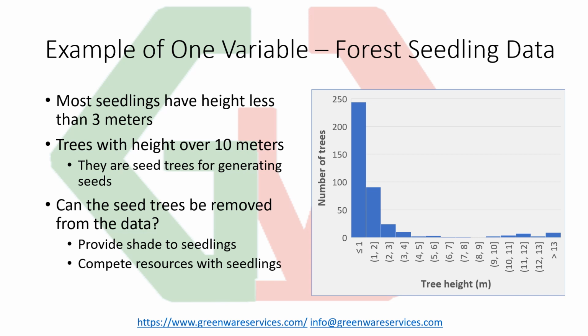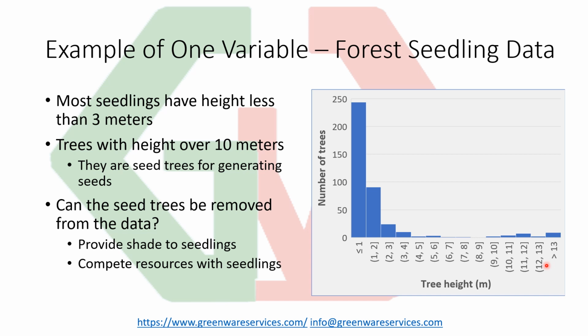I'll give you a few examples of how to deal with extreme values in our data analysis. The first example is forest seedling trees. This histogram illustrates the tree height distribution in a field plot. The x-axis is the tree height. The y-axis is the number of trees of the same height. You can see most trees or seedlings have a height less than 3 meters. But there are some trees with height more than 10 meters. Some are even more than 13 meters.